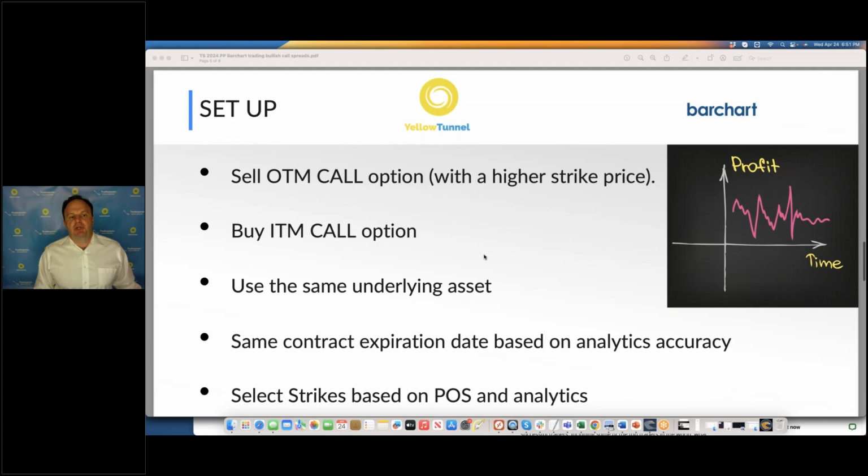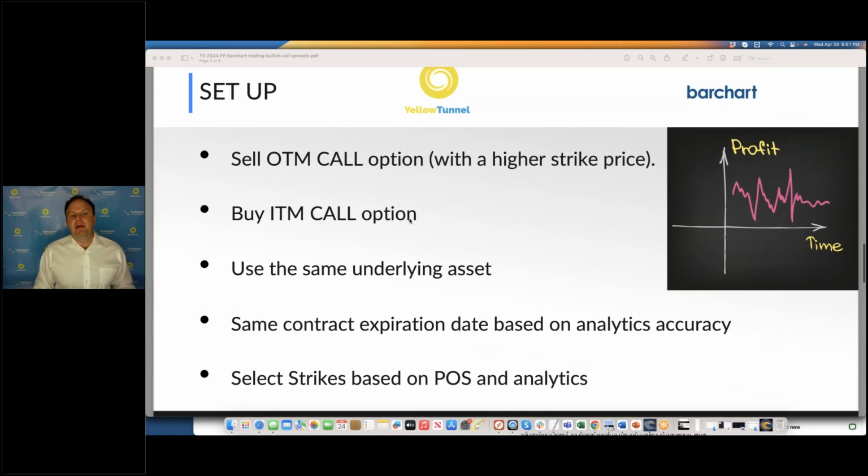So how do you set up a trade? Usually you buy an in the money call option, or a near the money call option, usually a delta 70 or delta 80, and you sell an out of the money call with a higher strike price. This way you're able to reduce your cost basis. Some people buy in the money option spreads, and I'm actually going to go over that example too, but both are pretty popular. You use the same underlying asset, so you're trading the same stock, and you look at the same expiration date.